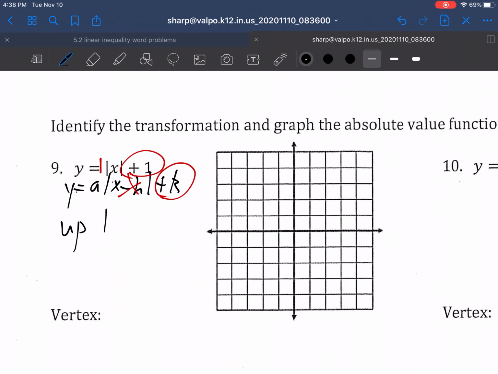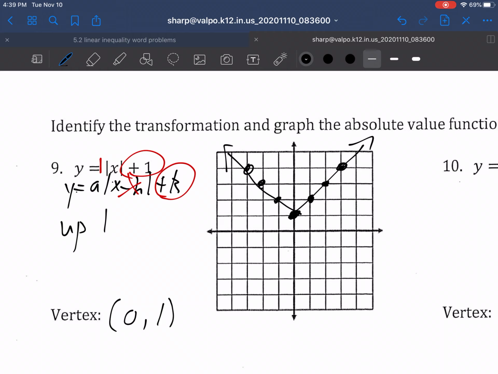So do me a favor. Instead of your vertex being at 0, 0, just move it up 1 unit to 0, 1. Put your vertex here. Now just slope whatever the a value is. The a value is 1, so slope rise run of 1, rise run of 1, rise run of 1, and go the other way. Rise, run, rise, run, rise, run. And you should make your nice little V right there.